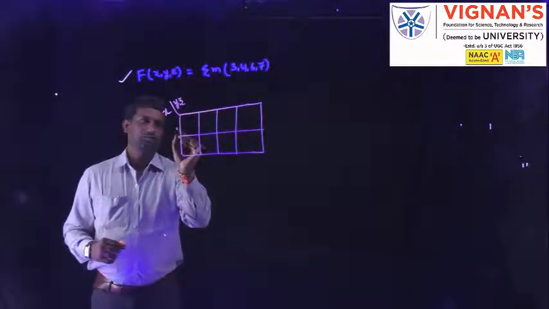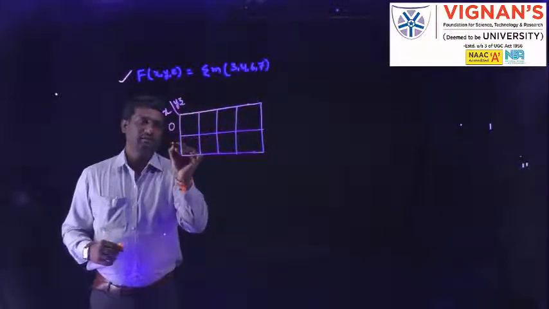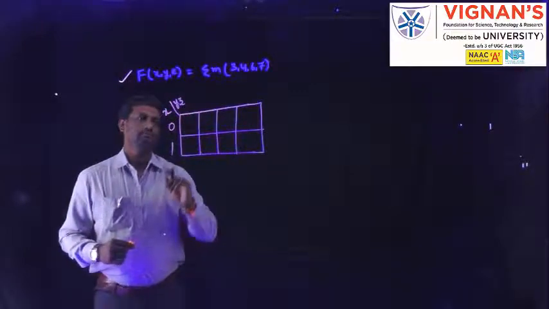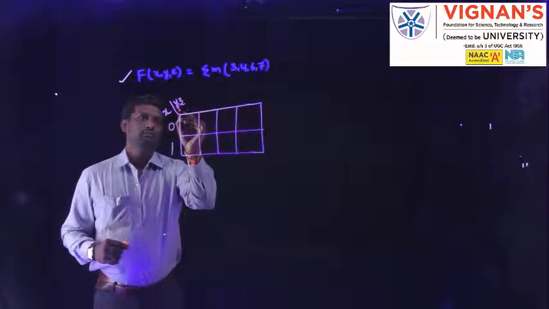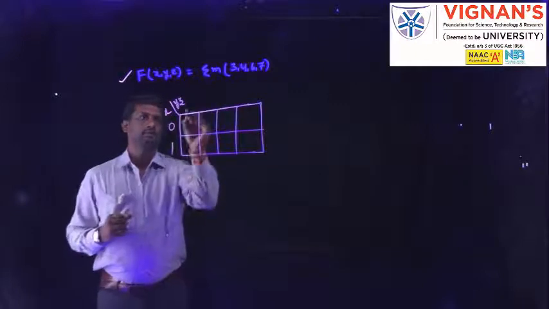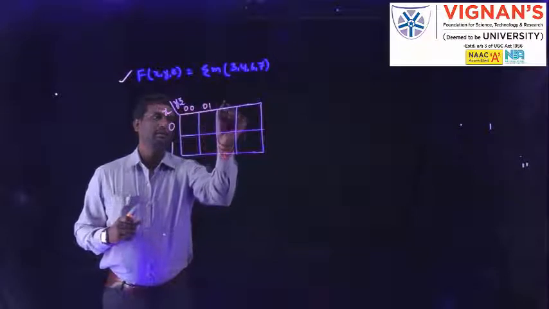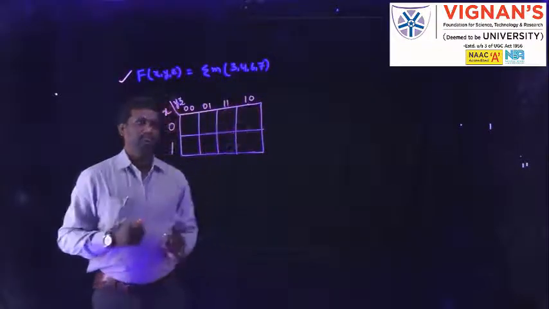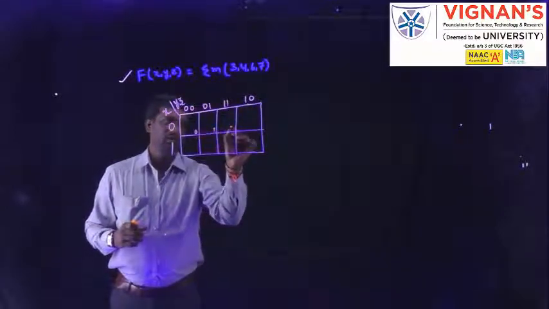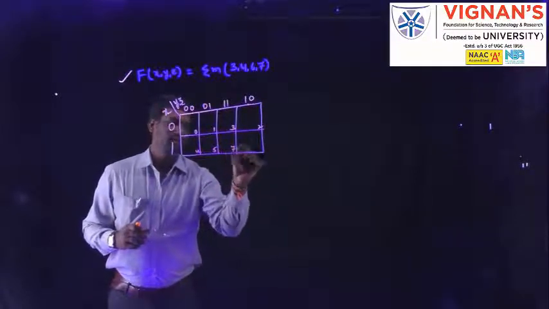Because of 2 columns with 1 variable, column values are 0 and 1. With 4 rows and 2 variables, by using unit distance code, the row values are 0 0, 0 1, 1 1, 1 0. The corresponding cell values are 0, 1, 3, 2, 4, 5, 7, 6.